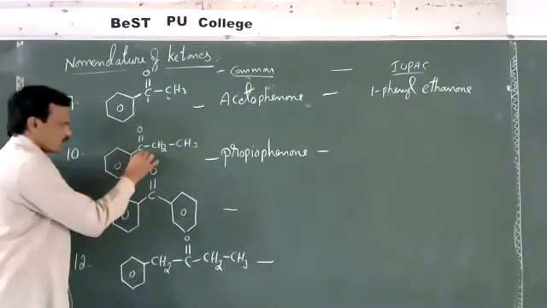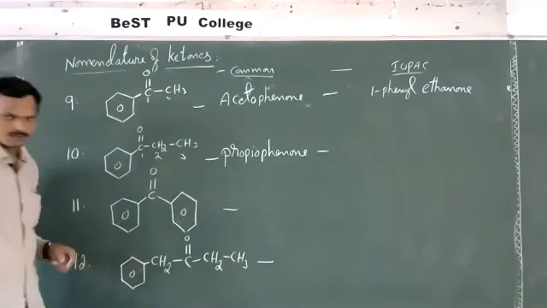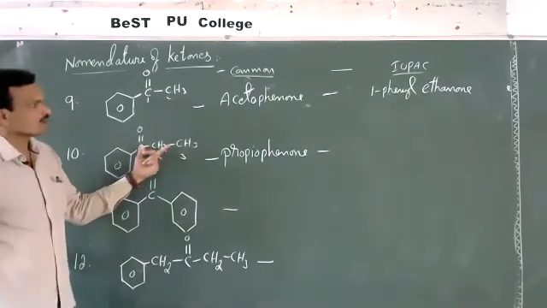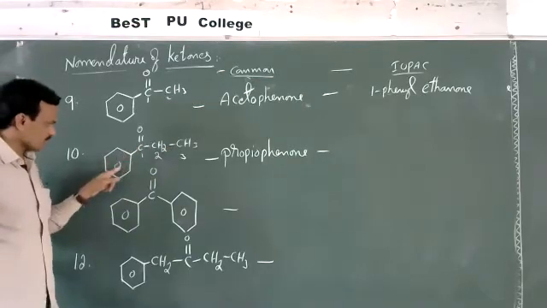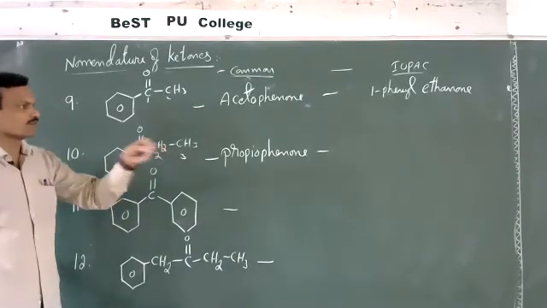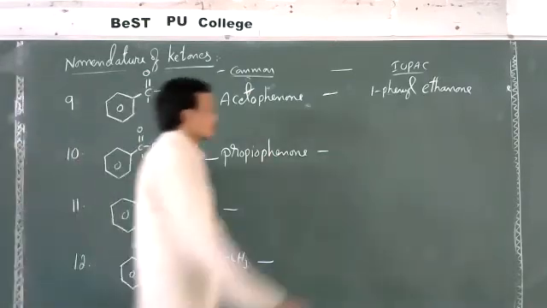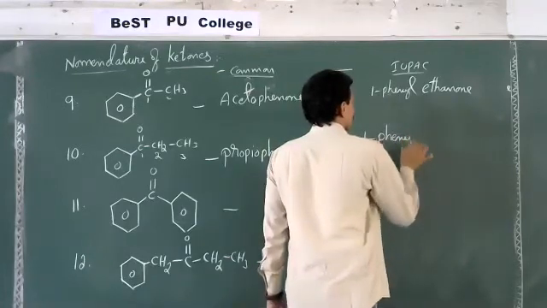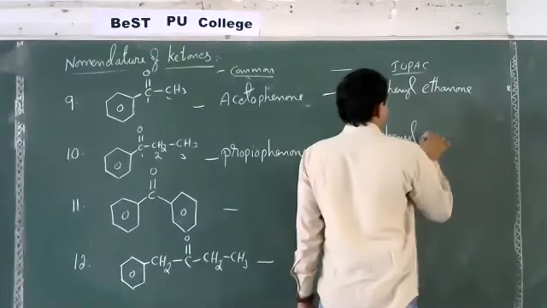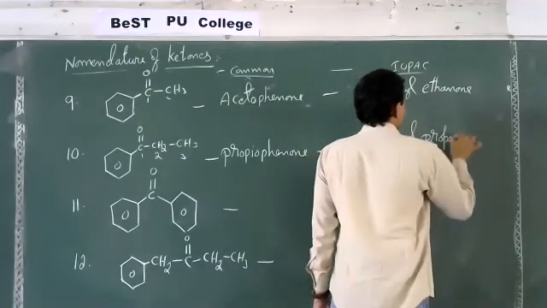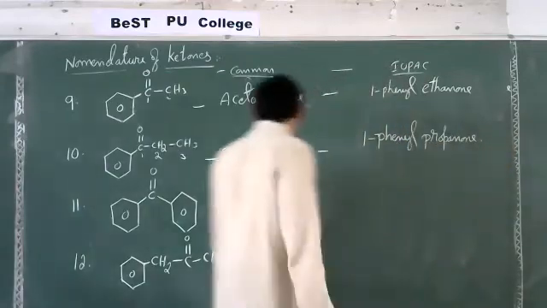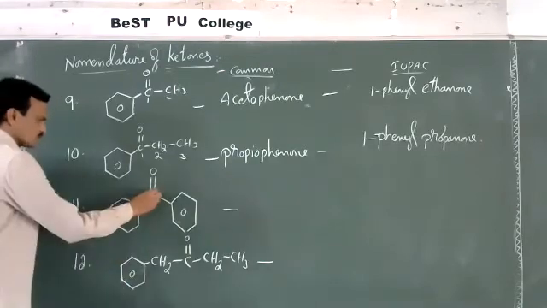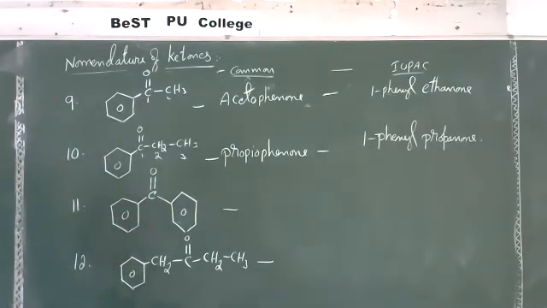Now for this one: 1, 2, 3. At the first position a phenyl group is there. This is propanone. So 1-phenyl propanone, or simply phenyl propanone, like that we can write. That is the name of the compound.